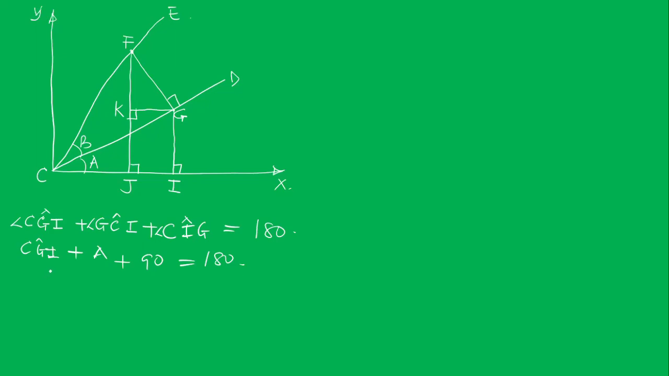So having done this, we are looking for this angle. If you move this 90 and this angle A to the other side of the equation, you now have CGI equal to 180 minus 90 minus A. 180 minus 90 will give you 90 minus A. So the angle CGI is 90 minus A. So here is 90 minus A.